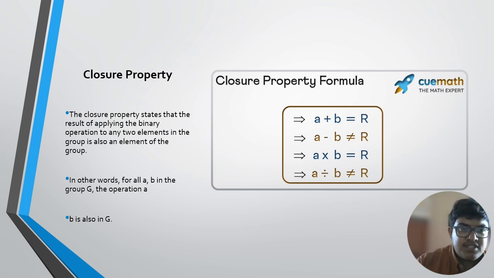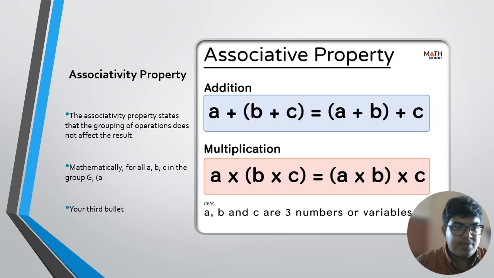In other words, for all a, b in the group G, the operation a plus b equals r, and r is also in G. So you have a and b in the group, and the resultant value is also in the group. Only then is it called the closure property.